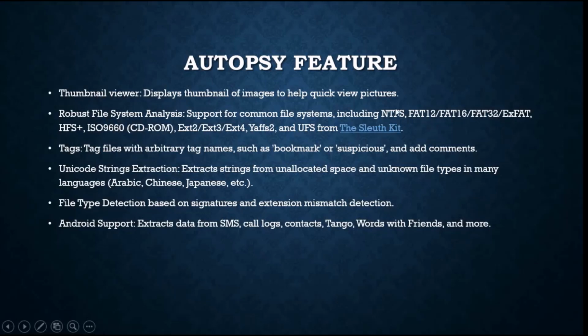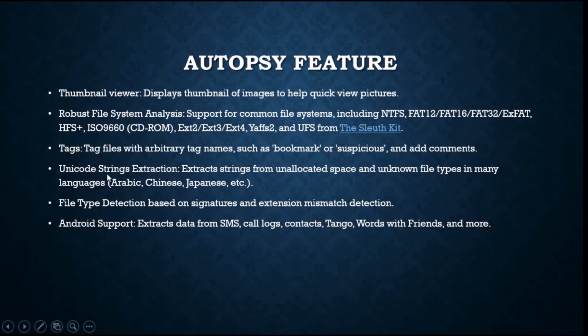These are the listing of the various file systems that have been supported by the autopsy tool. Then it supports tagging of the files. The files or the relevant information that have been extracted can be tagged by using the autopsy tool. That means it also provides a facility to the user so that they can tag those files. The tagging can be done, for example, as suspicious. Those kinds of tagging can also be performed by using the autopsy.